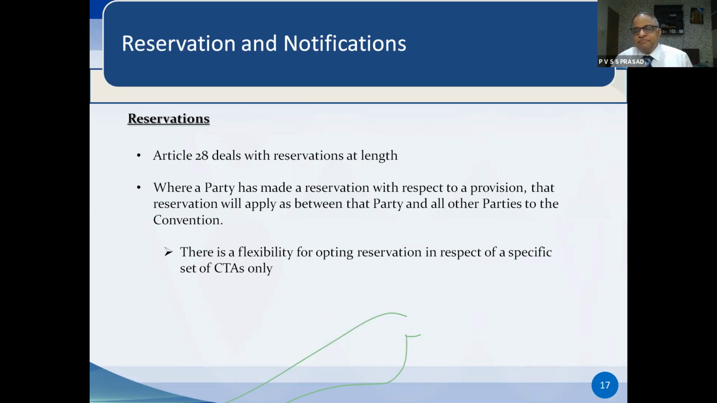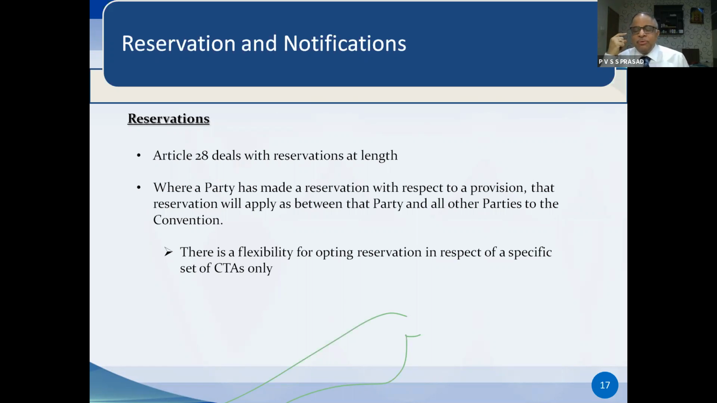What is the reservation? As I mentioned, to accept minimum standards, all other articles are options. No one is compelling you to say yes. If you feel that you require that modification, and if your treaty partner also agrees to that, both have come to the same understanding, both have made the same option, then it would get modified in the existing treaty.